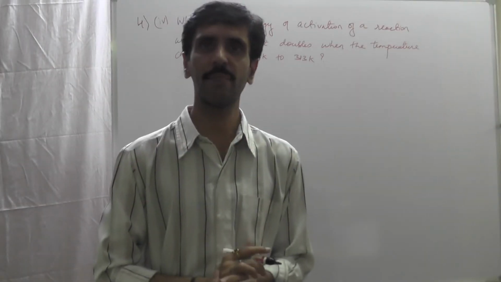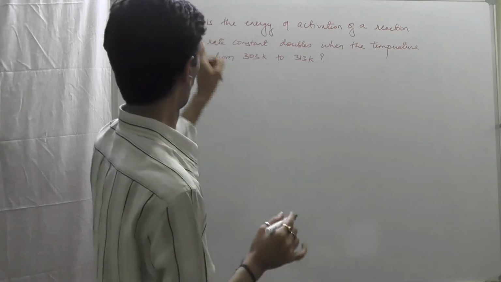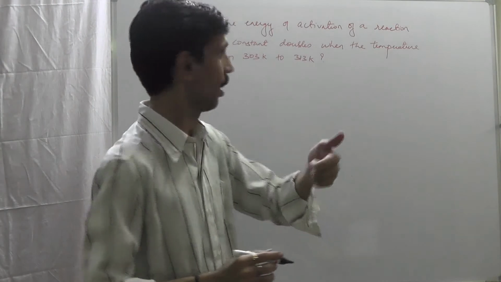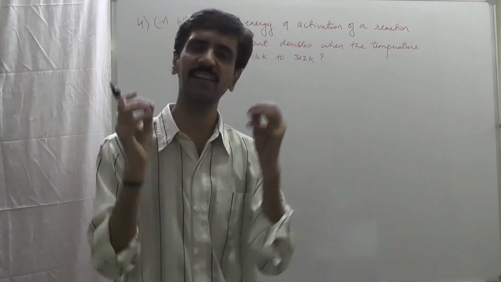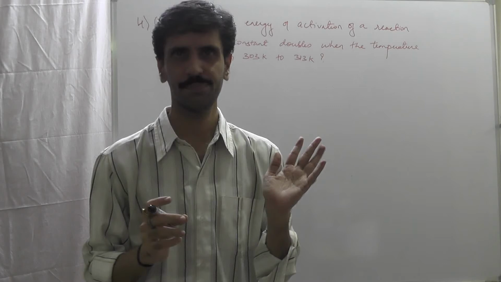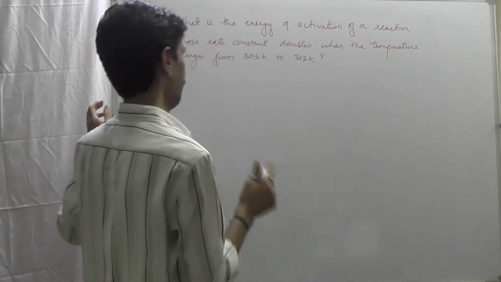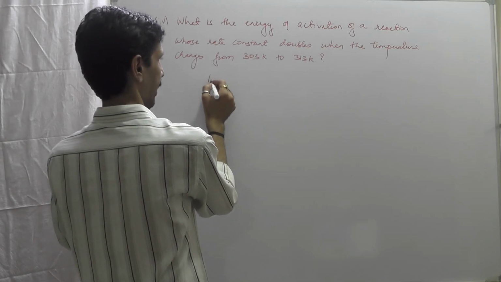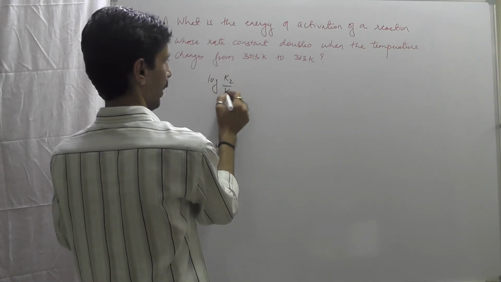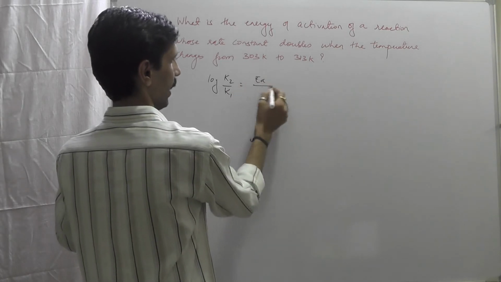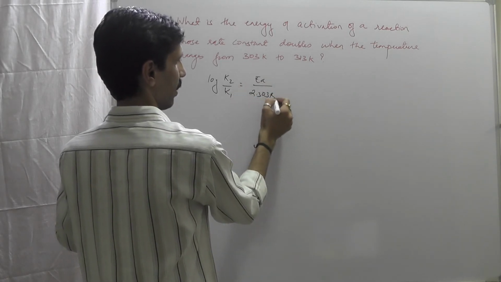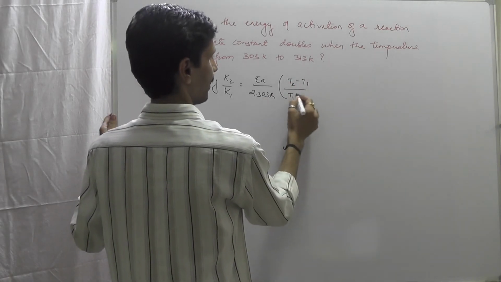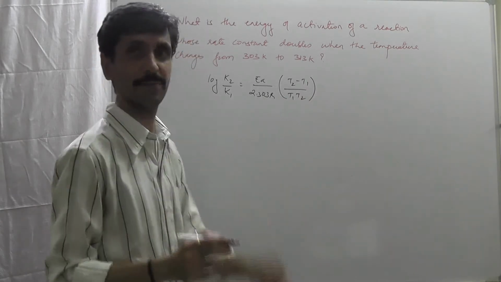Hence we go into the numerical number 4 and that is what is the energy of activation of a reaction whose rate constant doubles when the temperature changes from 303 Kelvin to 313 Kelvin. ठीक है, that is what it is. So we begin with, first of all, the formula that I guess you will be knowing very well. Log of K2 upon K1 is equal to EA upon 2.303 R into T2 minus of T1 upon T1 T2. ठीक है, ये फॉर्मूला है.